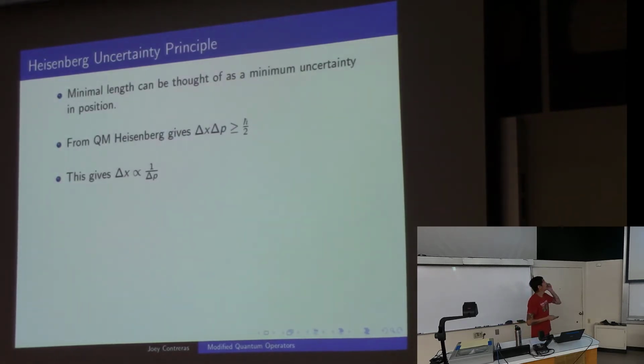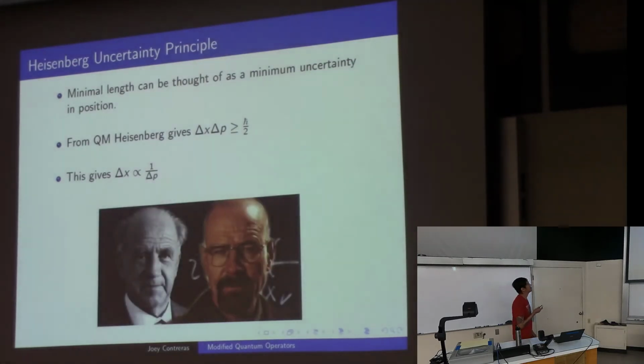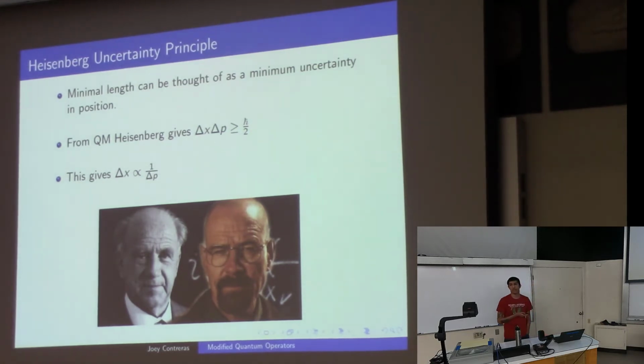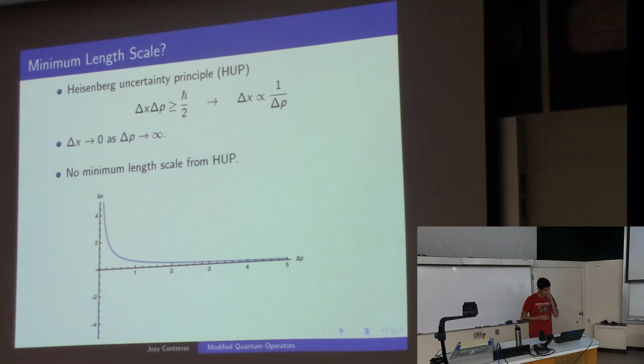So, minimal length can be thought of as a minimal uncertainty in position, right? From quantum mechanics, Heisenberg gives us this relation: delta x, delta p greater than or equal to h bar over 2. Using this relationship, we can find a proportionality for the uncertainty in position that depends on the inverse of the uncertainty in momentum. So, the Heisenberg uncertainty principle gives us this expression and this proportionality.